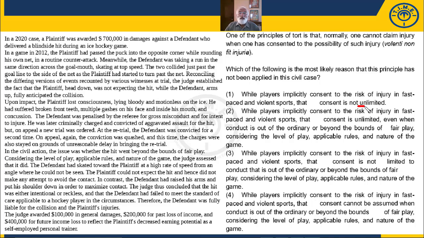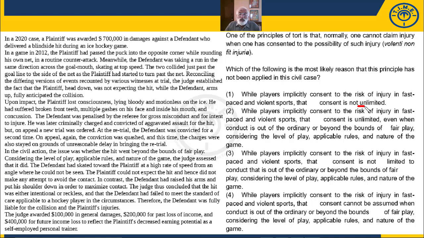Option 2 says, while players implicitly consent to the risk of injury in fast-paced and violent sports, that consent is unlimited. No, that consent is not unlimited. It is limited, as we discussed, to only those kinds of injuries that happen in the course of regular play. So it's unlimited even when the conduct is out of the ordinary or beyond the rules of fair play? No, very definitely not that. What about 3? While players implicitly consent to the risk of injury in fast paced and violent sport, that consent is not limited to conduct that is out of the ordinary. If it's not limited to conduct out of the ordinary, you're saying that even conduct out of the ordinary is within the boundary and it goes beyond that. No, we are not talking about that.